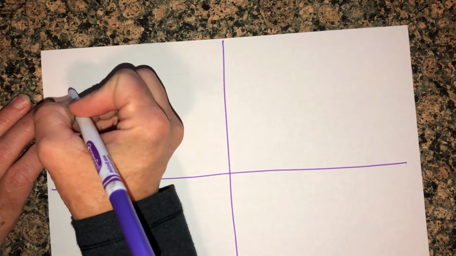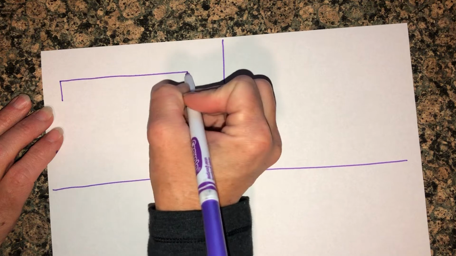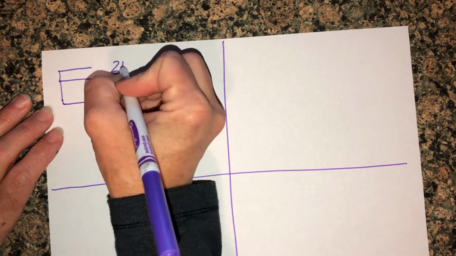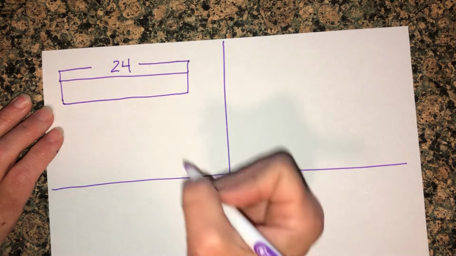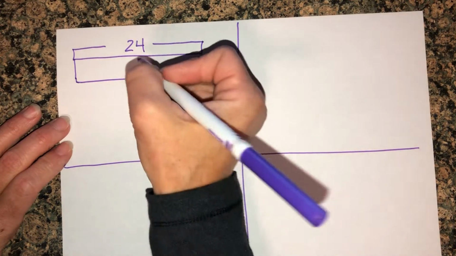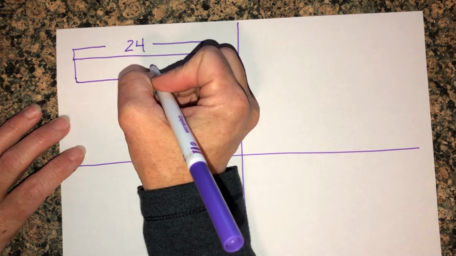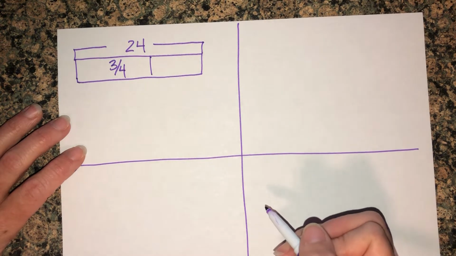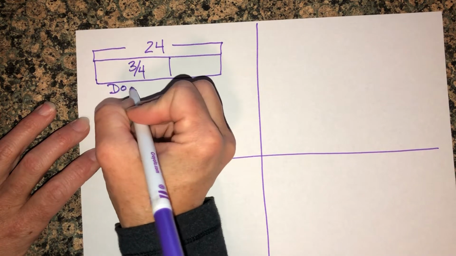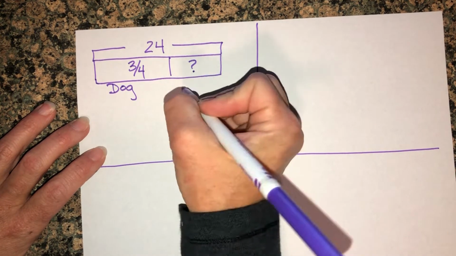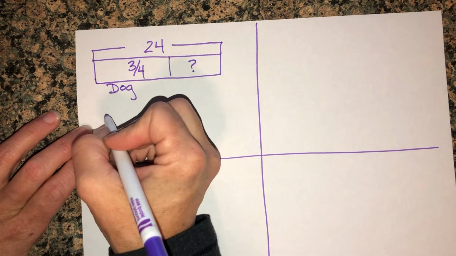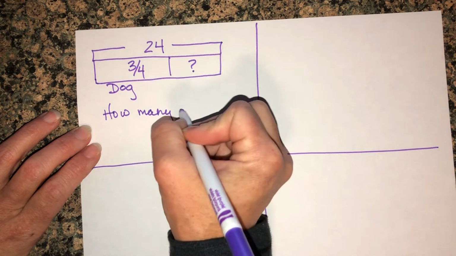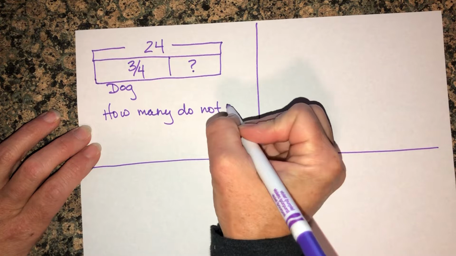So if you have a word problem that gives you a scenario and they say there's 24 kids in Miss Browning's class, and let's say 3/4 of them have a dog. So you have to figure out this piece right here in a lot of these questions, and the question will say, how many do not have a dog?